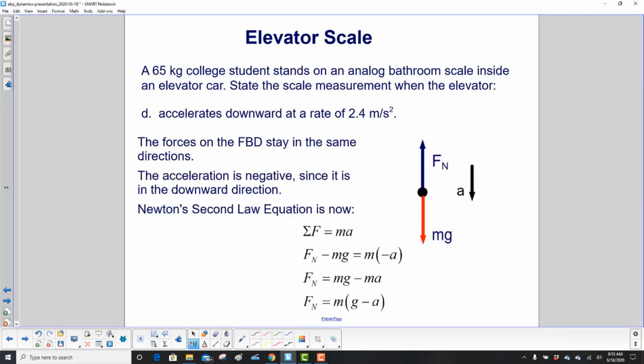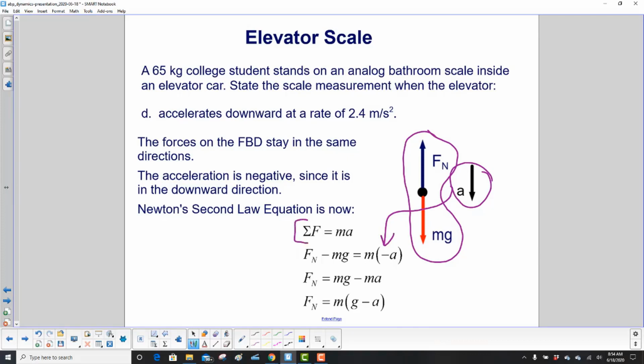Now we're accelerating downward at a rate of 2.4 meters per second squared. So in the free body diagram, the directions stay the same, right? Normal, the scale is still pushing up on the student, mg is still pulling the student down, but the acceleration is in the down direction. And that shows up right here.